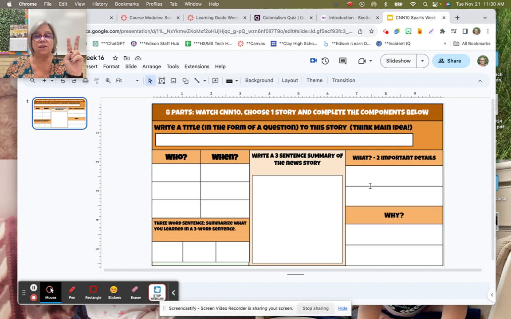Two important details about what happened, why it happened, and a 3-word summary. This is only 3 words. Baby is born. Shuttle takes off. Okay, just take this story and put it down in 3 words. And then here you need 3 sentences that explain the story. If somebody had not seen the story, here are your 3 sentences explaining what it was about.